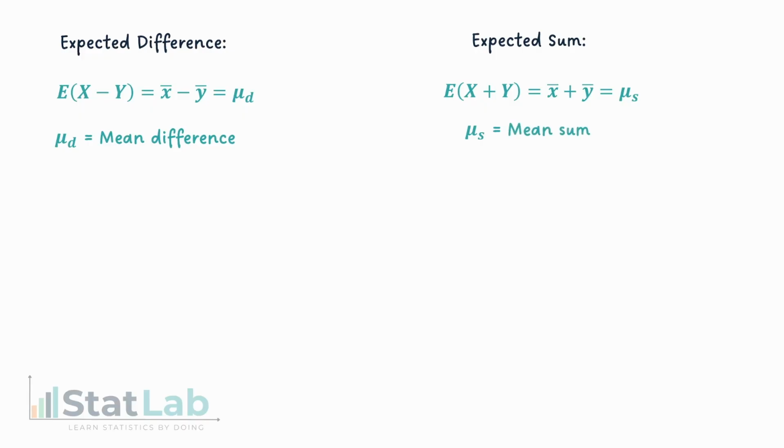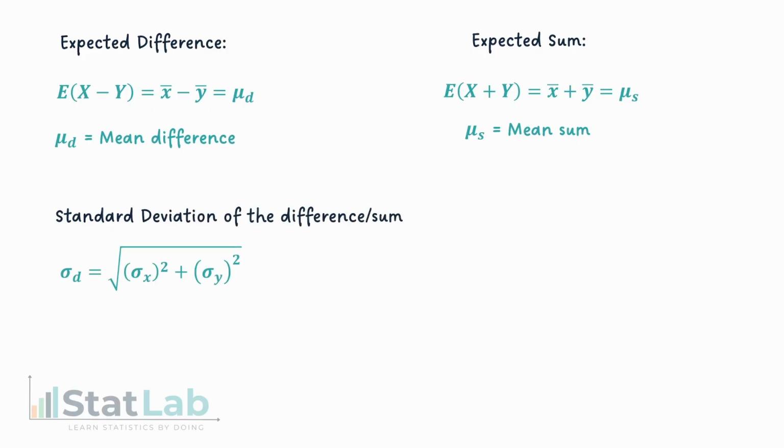Now we can also calculate a standard deviation of the difference and the sum, and that is the same calculation for both. It is the square root of the two standard deviations squared and then added together, the whole thing square rooted. And our test statistic is going to be z equals d minus mu d over sigma d.